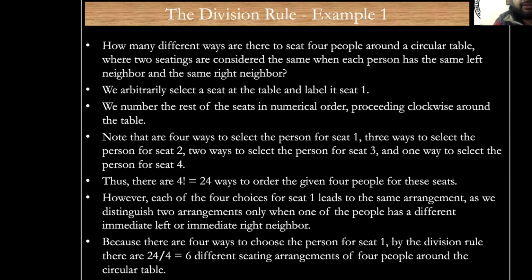And because this is true for each person, we can simply divide 24 by 4 to come up with the number of different seating arrangements of 4 people around the circular table that are not the same by the limitation given at the top. So in total, you have 6 different seating arrangements of 4 people around the circular table. And you can count it as well. You can put it on paper and count it as we did in the class.